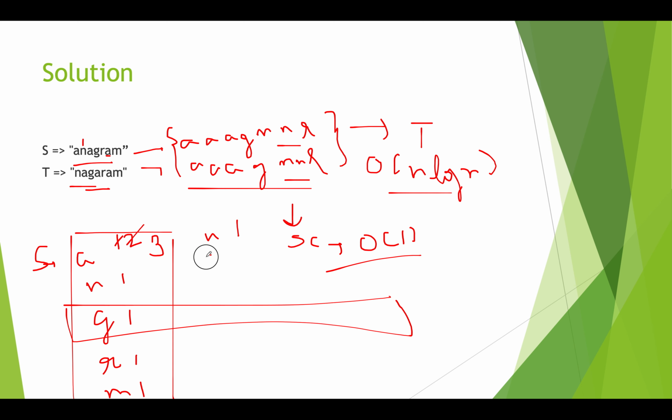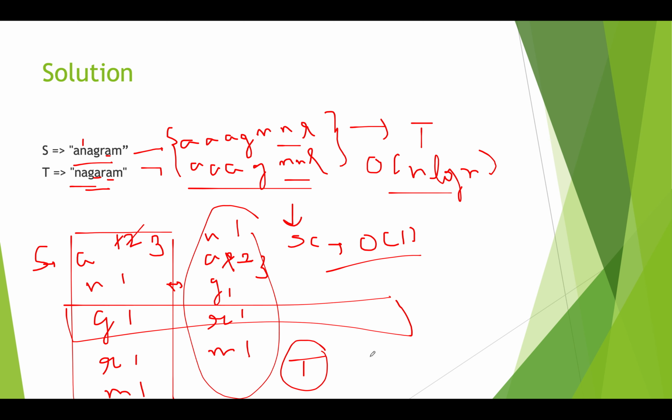N1, A1, G1. Then you again witness A. This gets updated to 2. Then you get R1. A again gets updated to 3. Great. And then at last you have M. And now you can compare these two frequency maps, and if these are equal, then you return true, otherwise you return false.